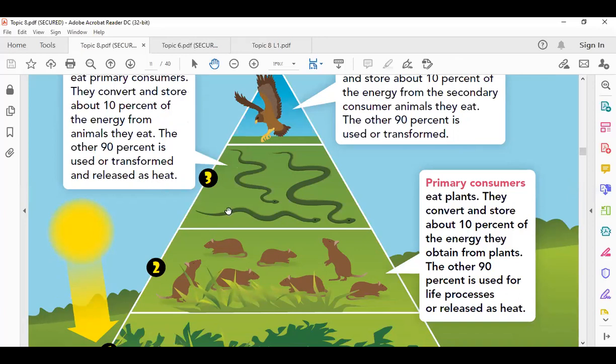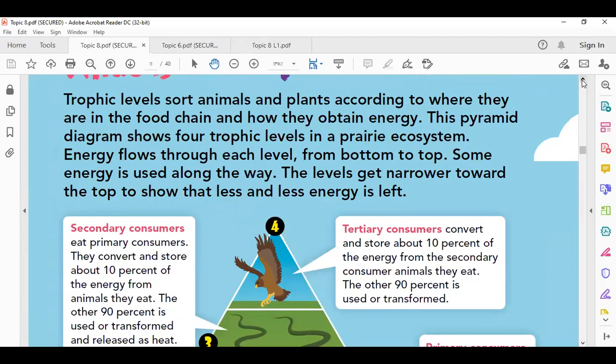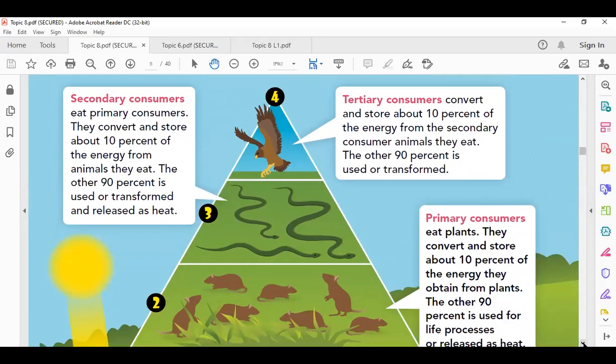Yes, go ahead, Salma. Professor, can you repeat this part? Repeat again, I didn't understand you. What do you want, Salma? In the last part in number 3, can you repeat it? This one? Do you mean this? Yeah.